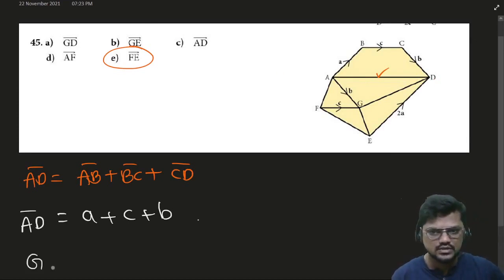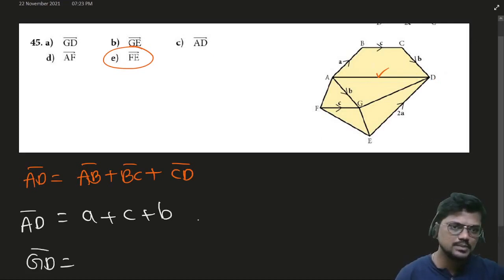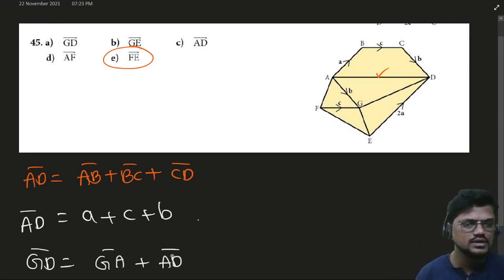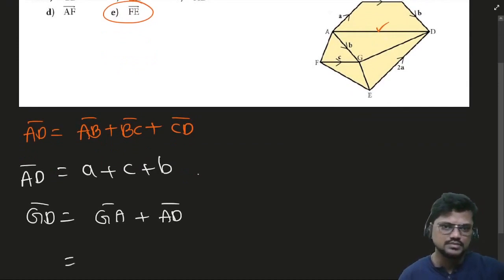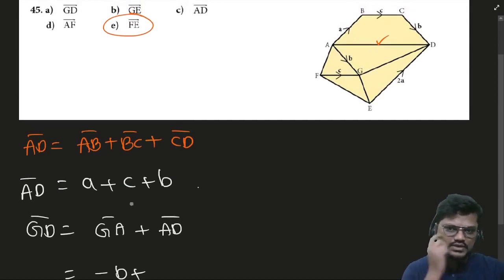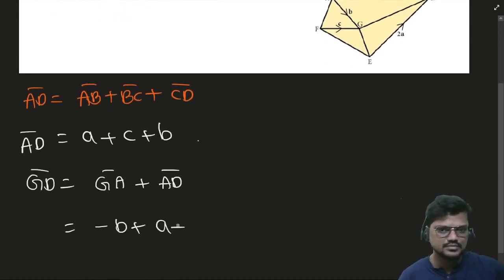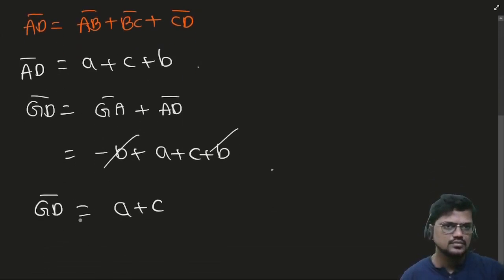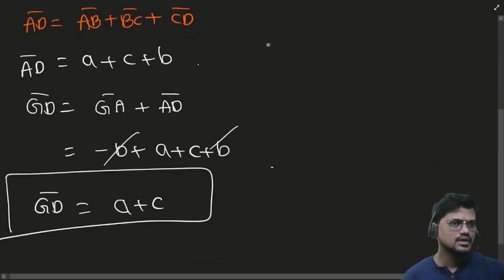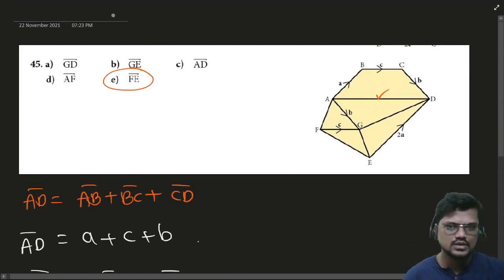If you want vector GD, it will be vector GA plus AD. Now, what is vector GA? That is minus B plus vector AD that we have just found, that is A plus C plus B. This minus B and plus B gets cancelled, so the answer is A plus C. That is your vector GD. Fine. Now, if you have vector GD, you can find vector GE.